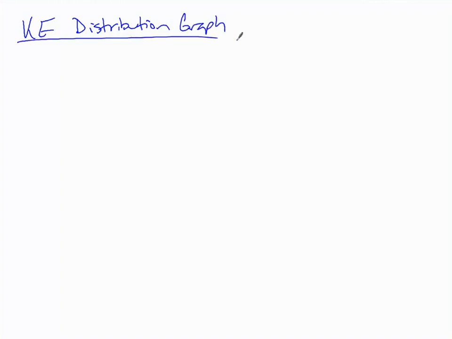So in section 2.3, we're looking at the kinetic energy distribution graph. We looked at potential energy yesterday. This one's kinetic energy. And these two are really completely different graphs. So make sure that you keep in mind which one we're looking at.